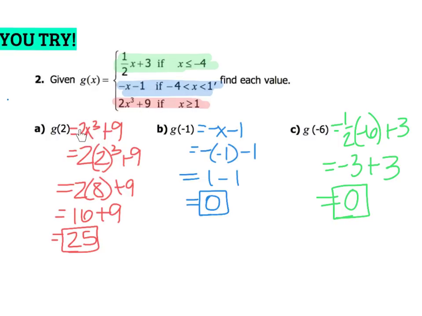Then we just plug 2 in for x. Remember, we have to do exponents first, so we do 2 to the 3rd power first, then multiply by 2, then add 9. All right, and that's how we get 25 for A.